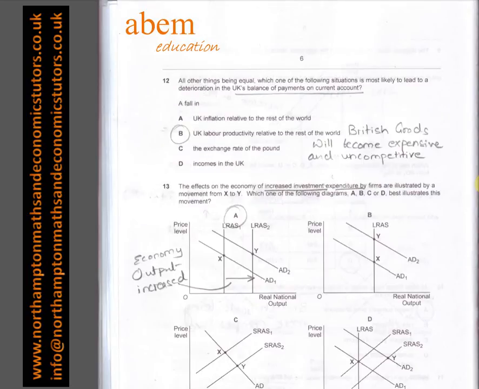In question number 12, all other things being equal, which one of the following situations is most likely to lead to a deterioration in the UK's balance of payments on current account. B is the answer: with UK labour productivity low relative to the rest of the world, British goods will become expensive and uncompetitive, because if labour productivity is less, then we are producing our goods at a higher wage and hence at a higher cost.